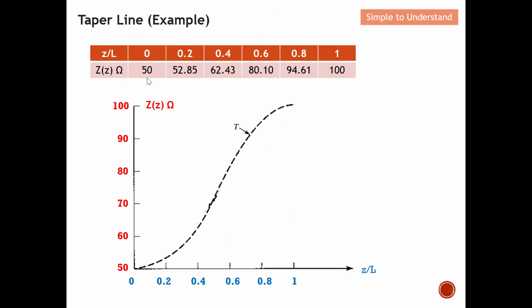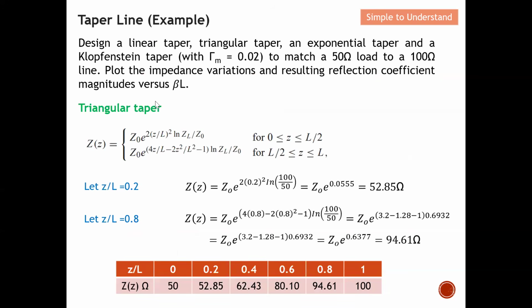The first one is 0. When it's 0, it's about 50. 0.2 is about 52.85 here. If you have one more step, you will be able to plot it nicer. But in short, this is just to illustrate how the impedance varies with the length of the impedance matching section. From here, you can easily design the impedance along the matching section in order to achieve the matching, using this method, which is called the triangular tapered method.